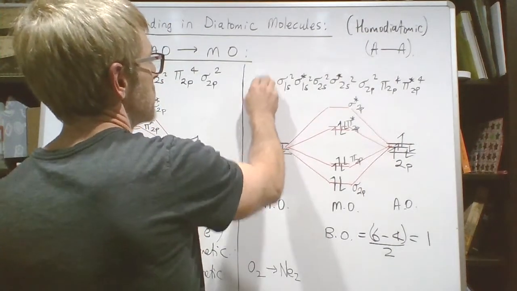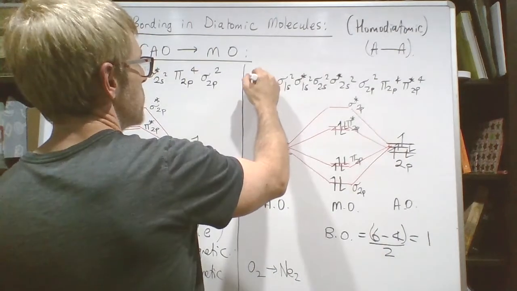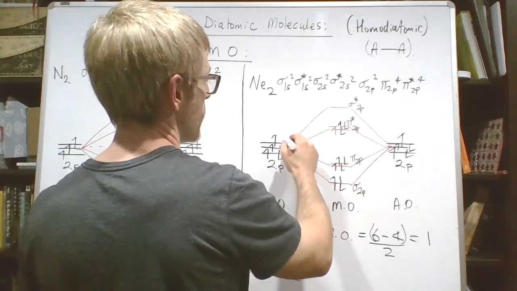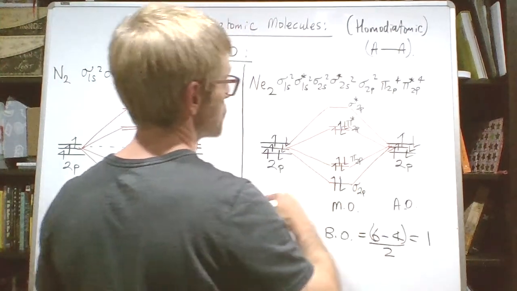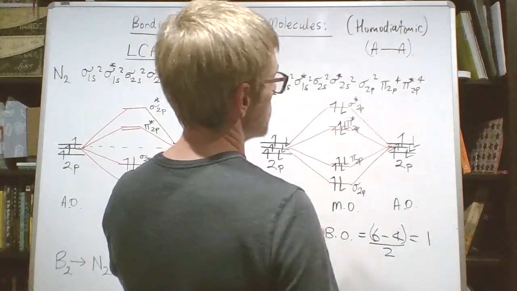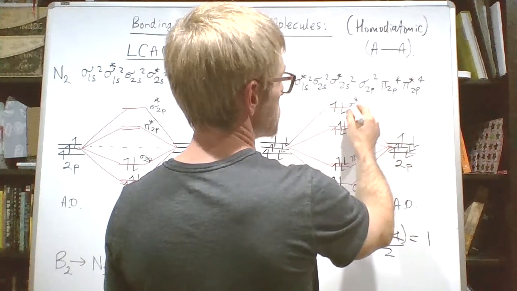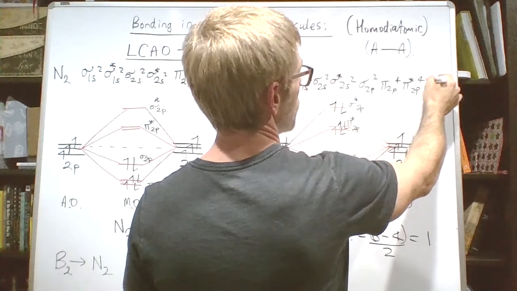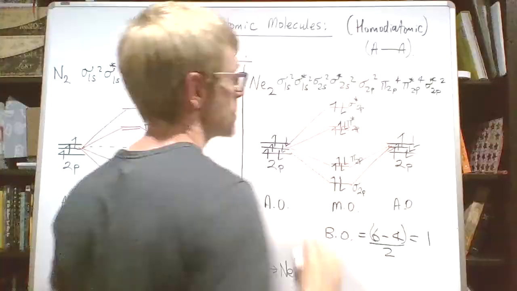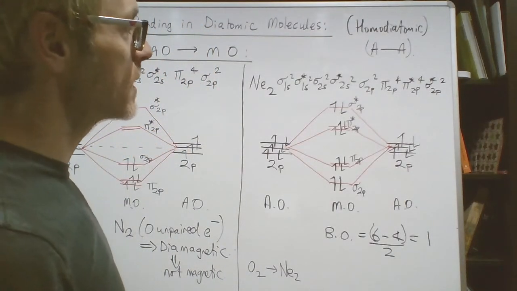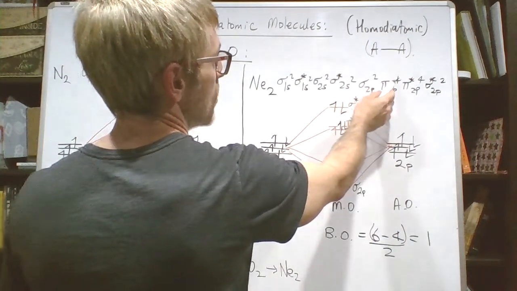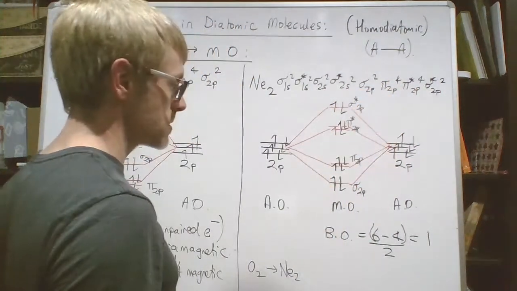And then finally, let's look at dineon, if that's a real thing. Well, dineon, we'd have to fill the valence shell. So we've got 2 extra electrons. So now we'd have the addition of a sigma star 2p. And we've got 2 electrons there. So there's our 20 electrons total. 2, 4, 6, 8, 10, 14, 18, 20 electrons.